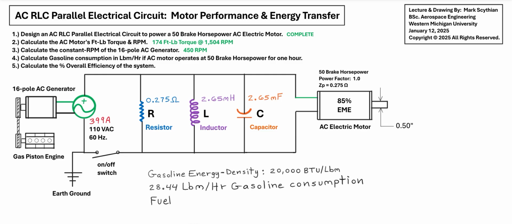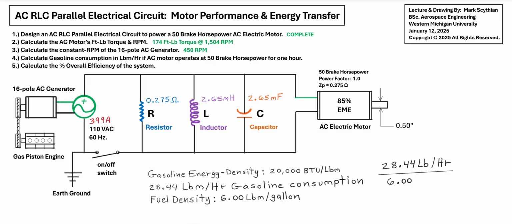And just to get an idea what that is in gallons per hour, we can take the fuel density of gasoline, which is 6 pounds per US liquid gallon, and simply divide the pounds per hour by 6 pounds per gallon. So that is 4.74 gallons per hour of gasoline consumption.